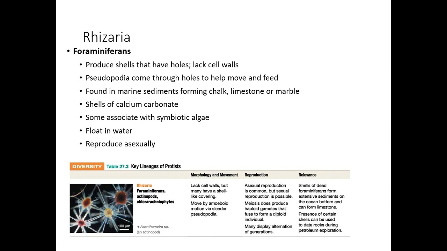The Rhizaria are single-celled amoebas. They lack cell walls. They move by amoeboid motion as well, and they produce long, slender pseudopodia, which you can see in this picture pretty easily. Foraminifera, we talked about them having that calcium outside of them. Actinopods are a part of this group as well. Asexual reproduction is common, and sometimes sexual reproduction, depending on whether the conditions allow for it.